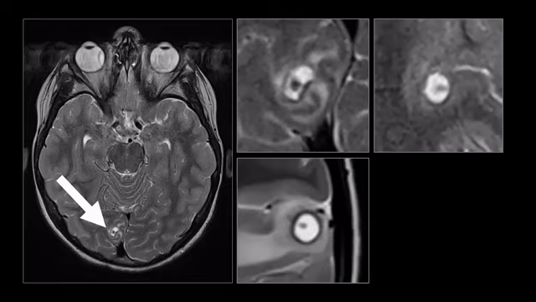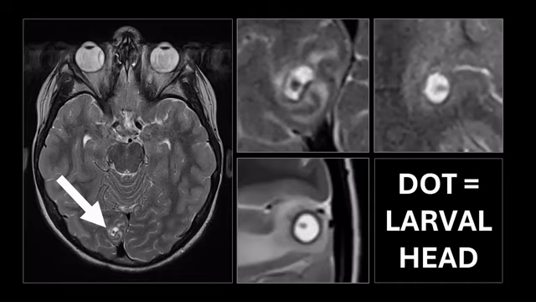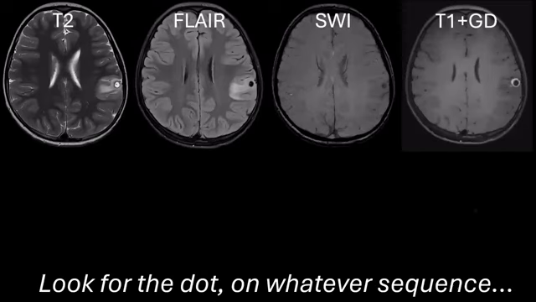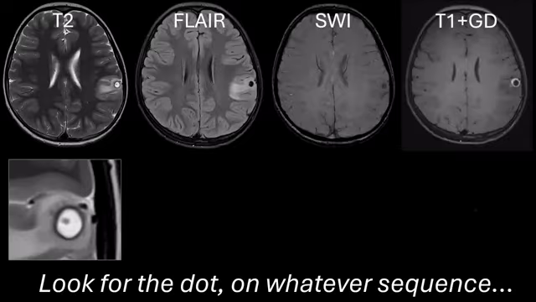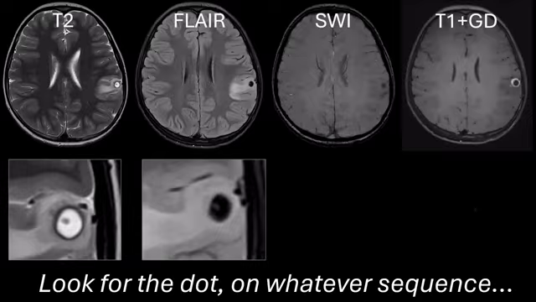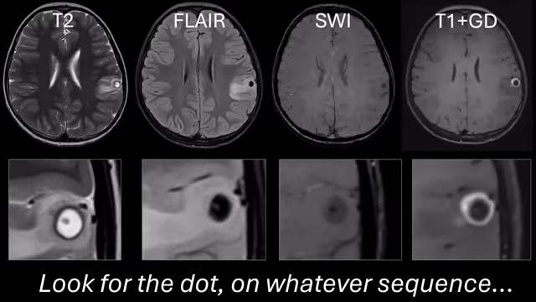And here's another example, and yet another example. So the dot, as said, is the larval head, or the entire larva, I'm not really sure. And you can see this dot. Well, it doesn't really matter what sequence you're looking at, just look for a dot, either on T2 weighted images, on FLAIR images, susceptibility weighted images, or your T1 weighted images with gadolinium.